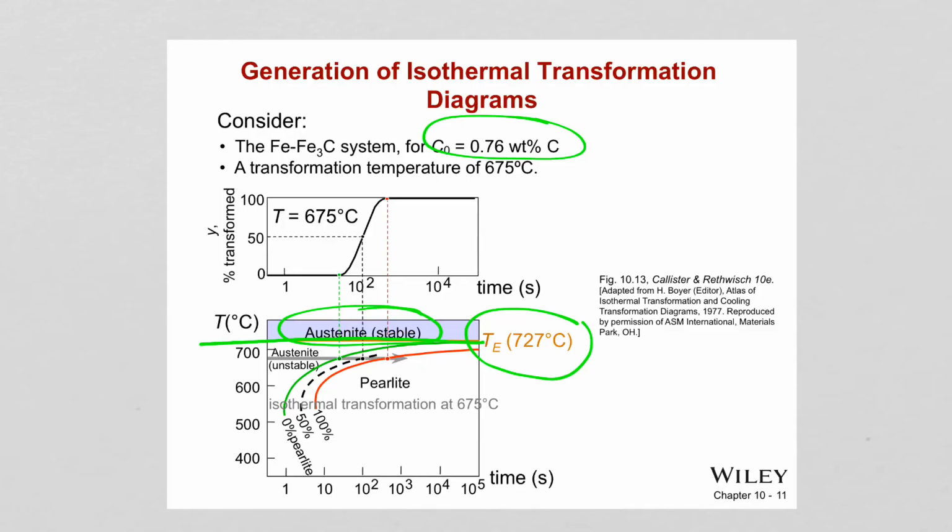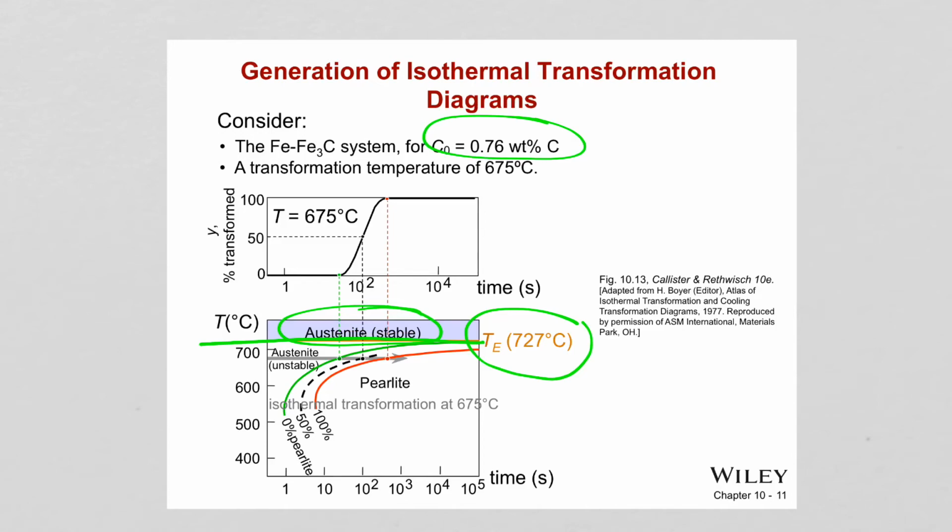So we have austenite stable. Remember, these are isothermal transformation diagrams. They tell you, if you keep the temperature constant, how long it will take to achieve a certain amount of transformation.